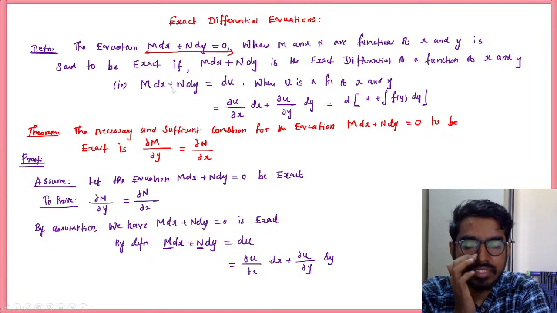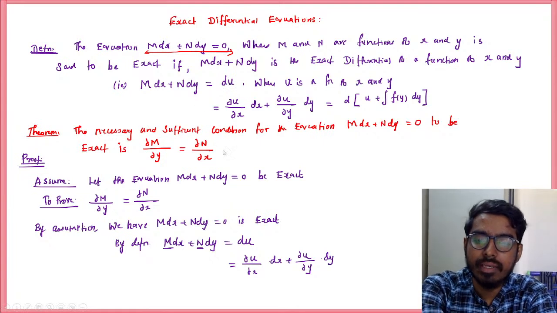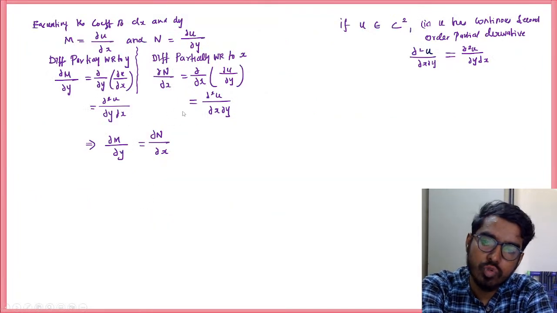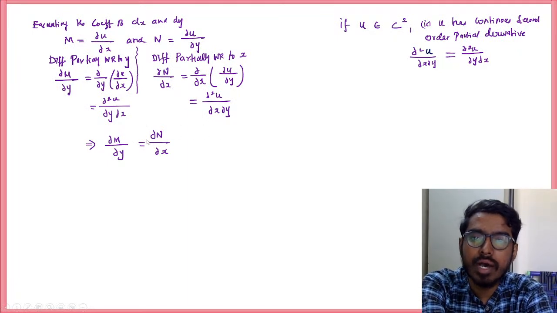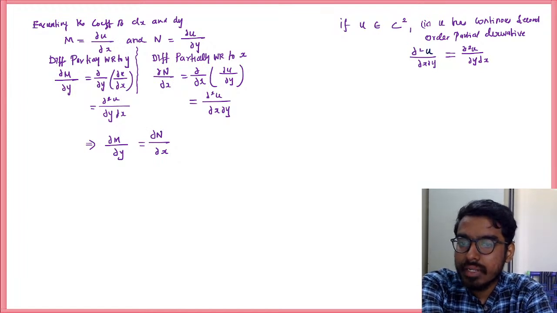Therefore, M dx plus N dy is du. So you equate the real and imaginary parts, find M and N, and differentiate M partially with respect to y and N with respect to x. Assuming that u has continuous second order partial derivatives, these two are equal. Now we'll prove the converse part.